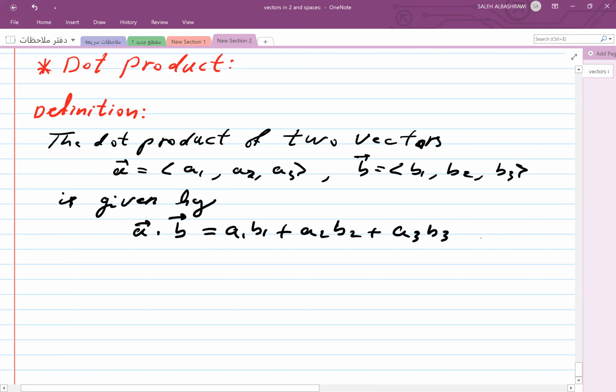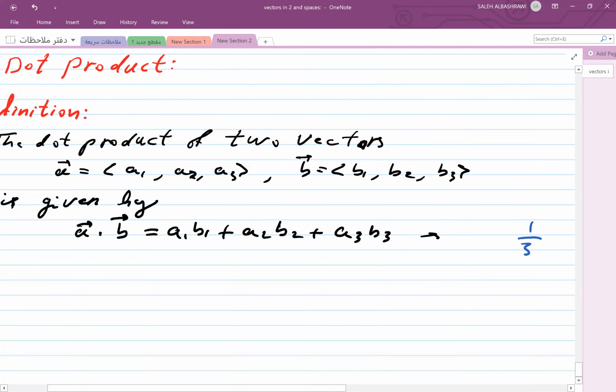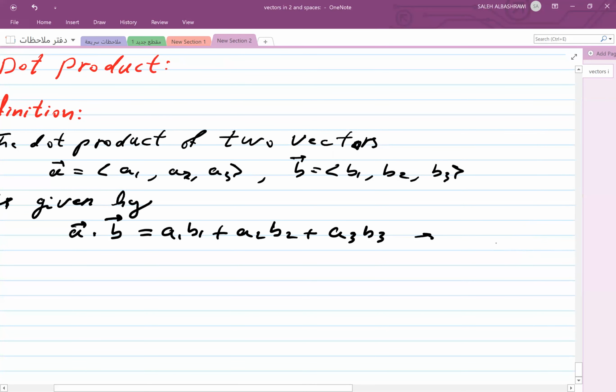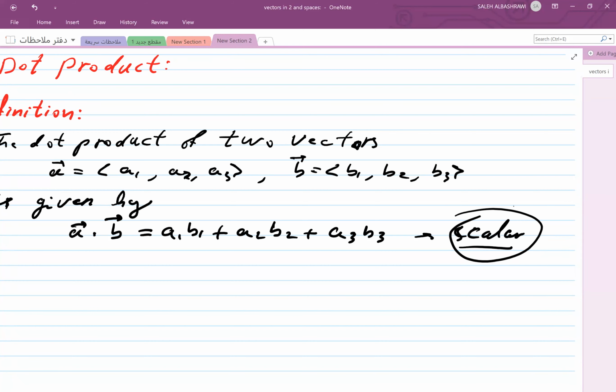And you will notice that this is a scalar value. It's just a number. It is not a vector. The dot product of two vectors will give me a scalar value. It's not a vector.